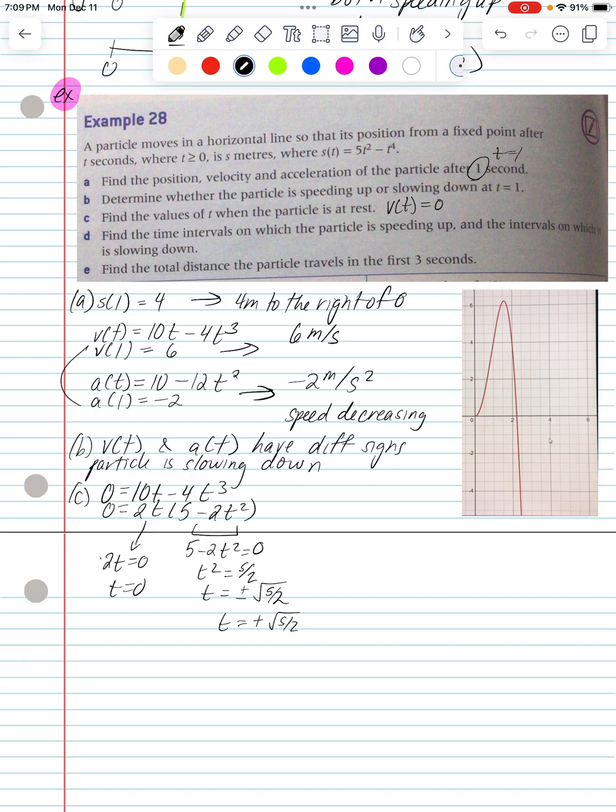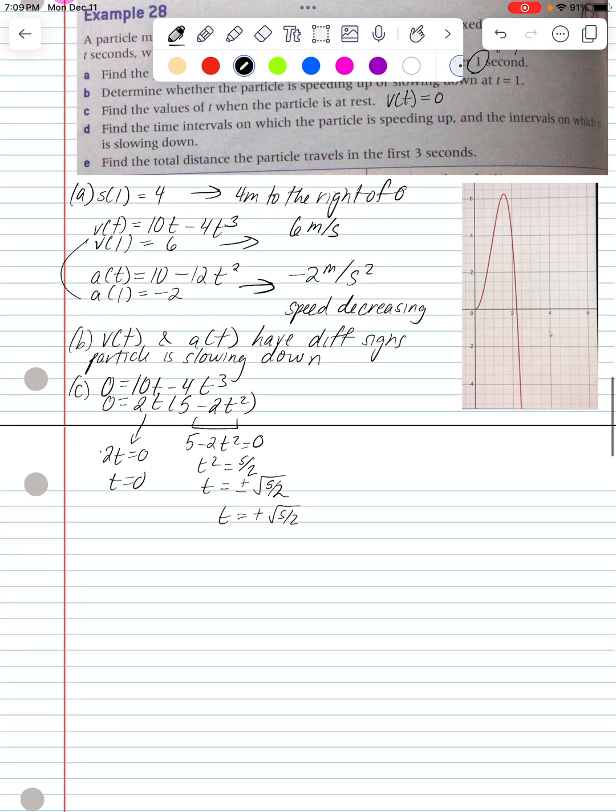So D is saying find the time intervals on which the particle is speeding up and the intervals on which it is slowing down. So we need to be looking at velocity and acceleration and doing a sign analysis of this. So luckily enough, C helps us complete question D. So for D, we would want to test around the values that we just found. So 0 and root 5/2. And if we test around that, we would end up finding that between 0 and root 5 over 2, I end up with an overall positive, and at greater values than that, I would end up with a negative.